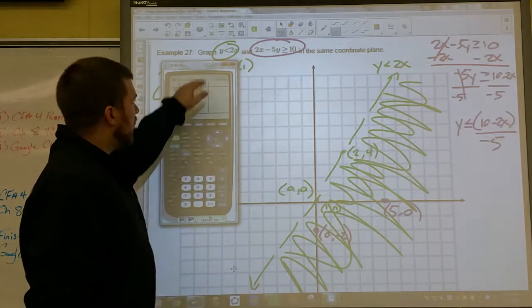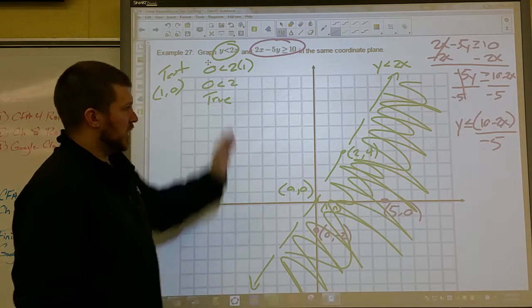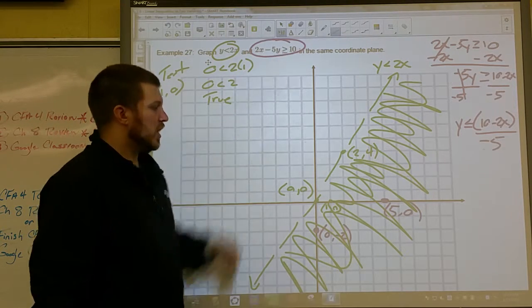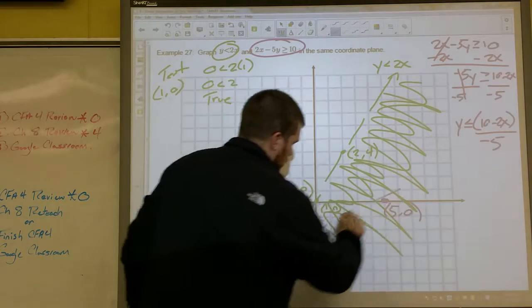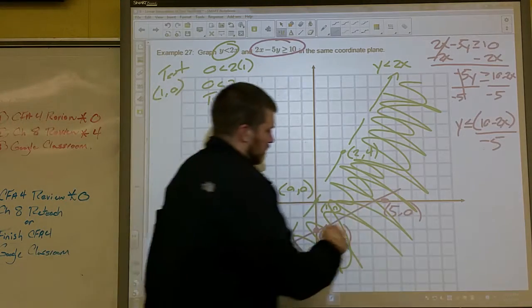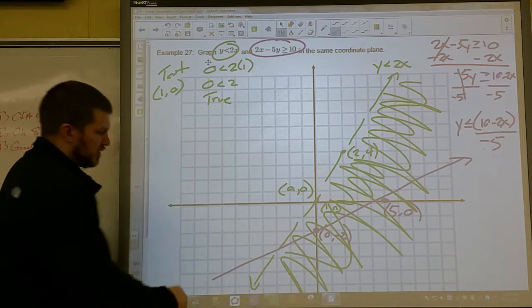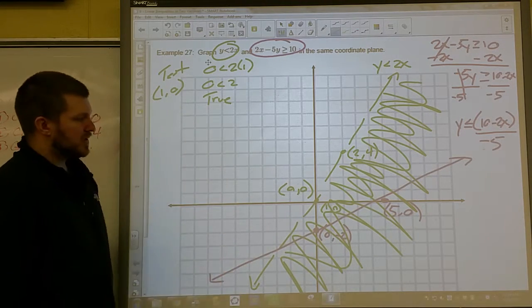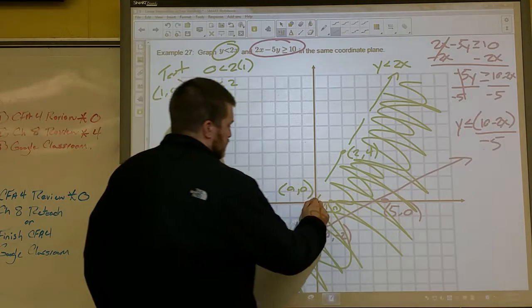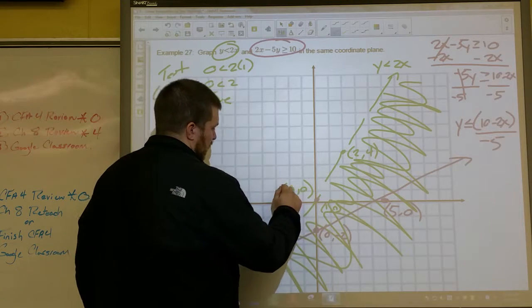And now I want to draw my line connecting those to make my boundary line. It's going to be a solid line because I see the line underneath. I'm going to do the best I can of a straight line. That was pretty close. Not great, but close enough. And now I want to pick a test point. This time, 0, 0 does not live on my boundary line.